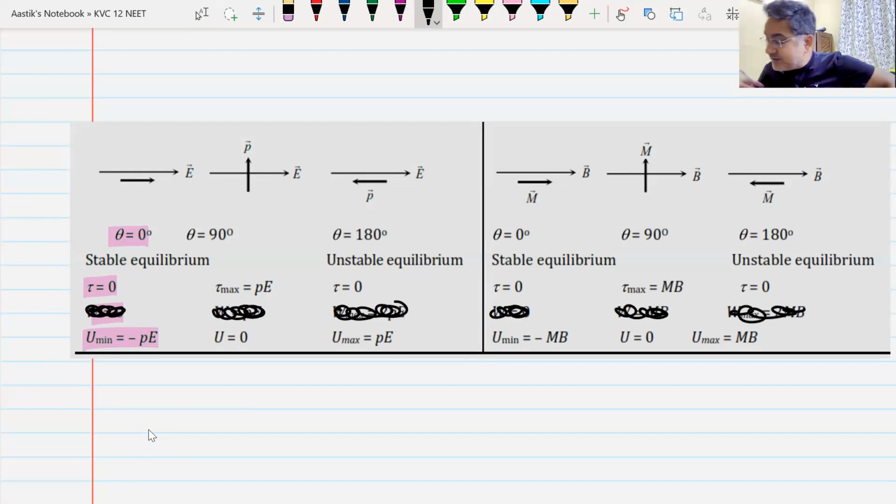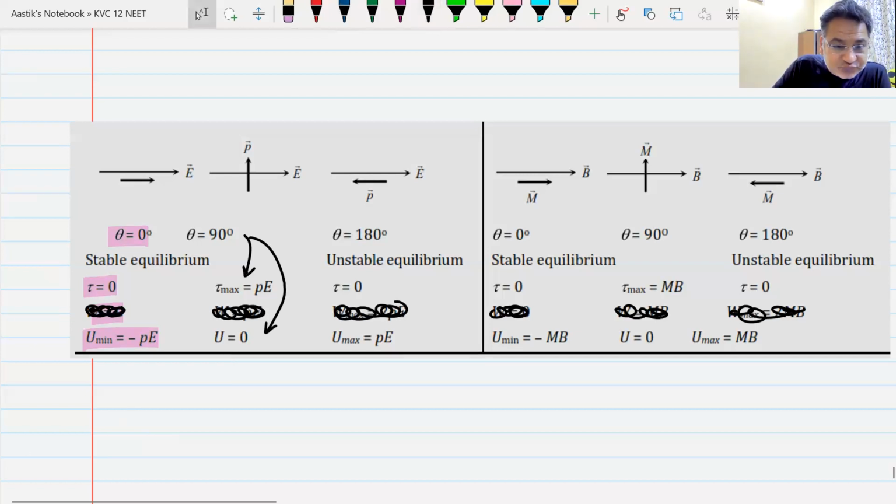At theta equal to 90 degrees, torque is maximum, energy is 0. At theta equal to 180 degrees, unstable equilibrium, torque is 0 and energy is maximum. Do you understand these three cases? Yes or no? Okay, just note down these three cases, beta.